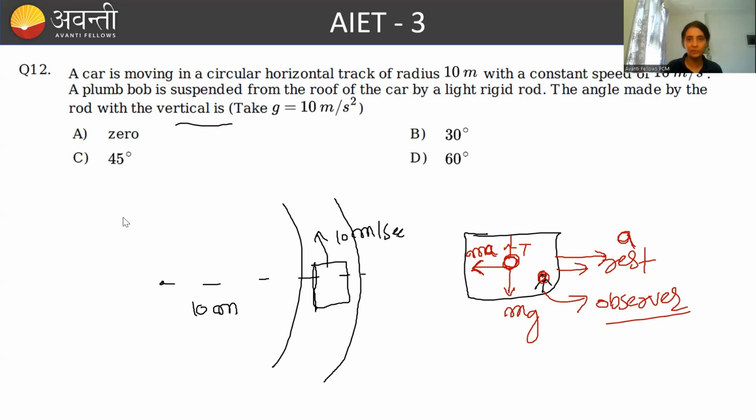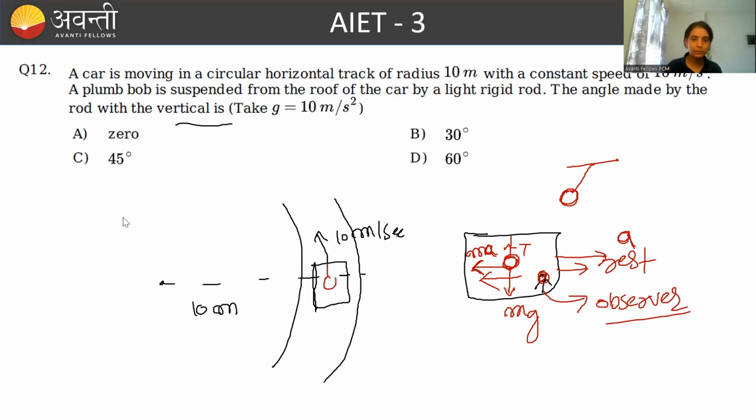Now look, if the pseudo force is acting in this direction, because we apply the pseudo force opposite to the direction of acceleration of the frame, and its value is mass into acceleration of the frame. So T, mg, and a horizontal force it is experiencing in this direction. So the bob will go like this. Similar thing will happen here.